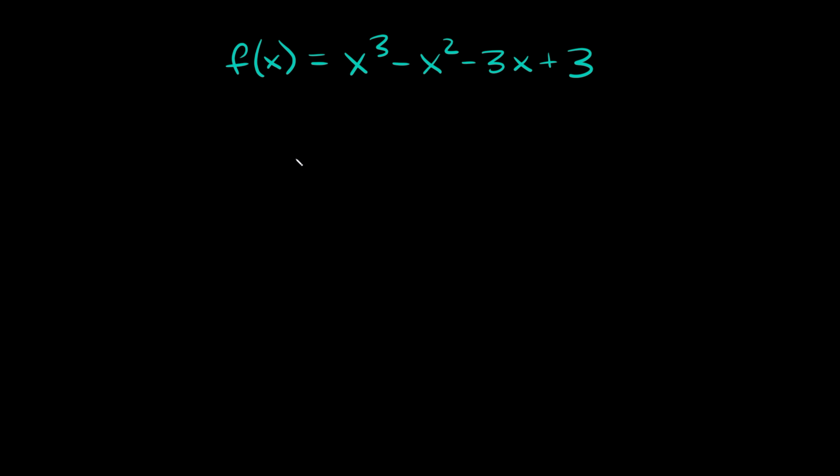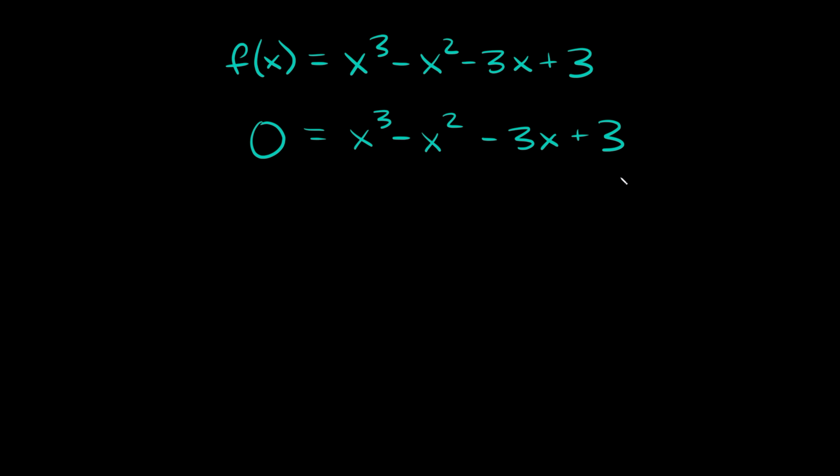Let's do this last one right here. Now we have f of x is equal to x cubed minus x squared minus 3x plus 3. Here you can see we have a cubic function, and we know that because the biggest exponent here is a 3. In any case, let's start at the very beginning. We're just going to plug in a 0 right here, so we get that 0 is equal to x cubed minus x squared minus 3x plus 3.